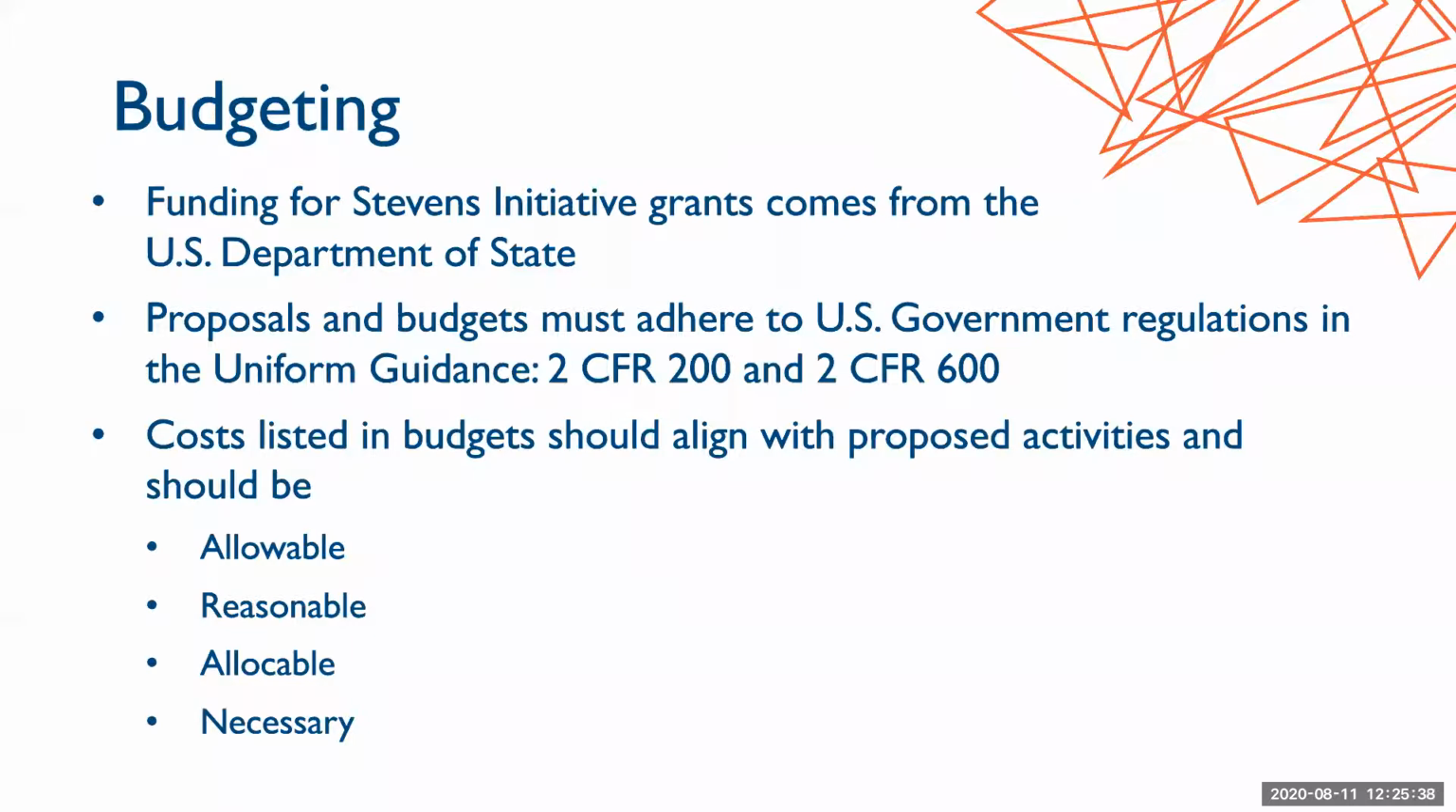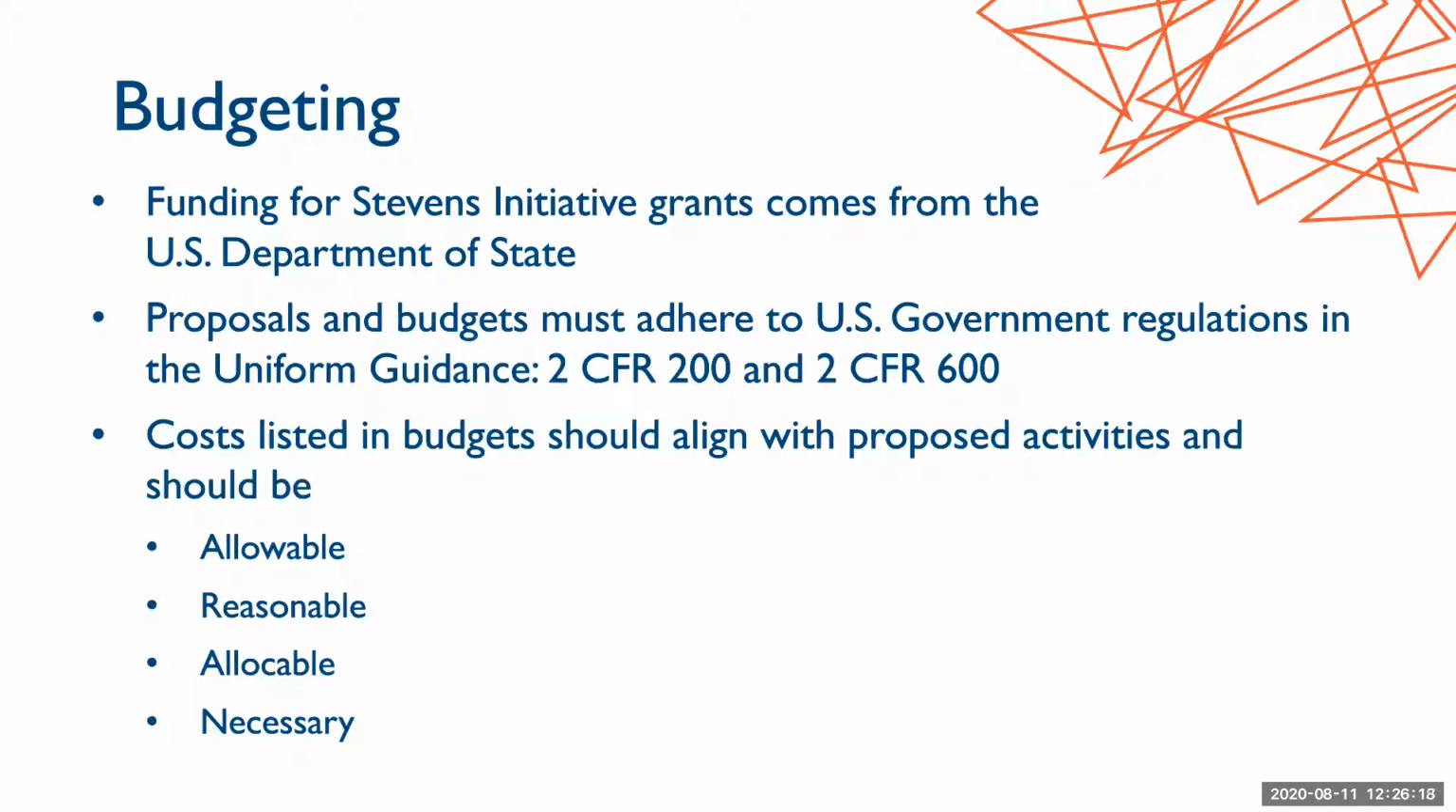The two sections of the Code of Federal Regulations that are listed in the slide that you're looking at right now, 2 CFR 200 and 2 CFR 600, outline budgetary guidance, allowable costs, indirect costs, as well as any specific principles associated with Department of State funds. So you may wish to familiarize yourself with these regulations, particularly if your organization has never received a federal award before.